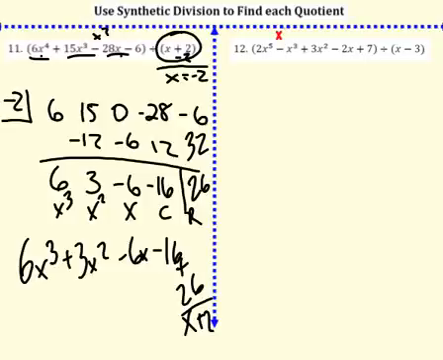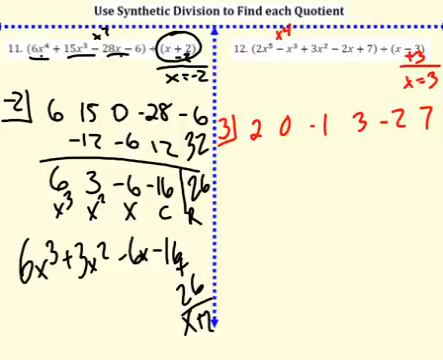Alright, so this is the same thing. You're missing an x to the 4th. That looks like it, but you're adding 3 here, so x equals 3. So I would have went 3, 2, 0, negative 1, 3, negative 2, and 7.